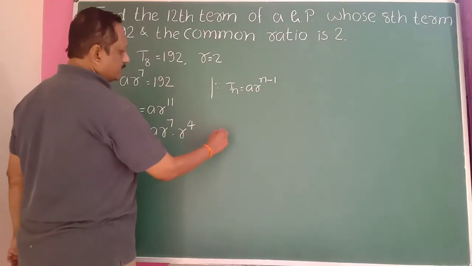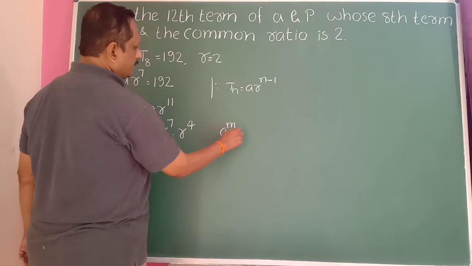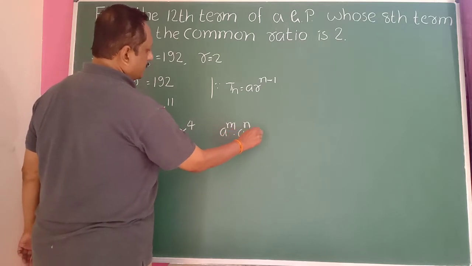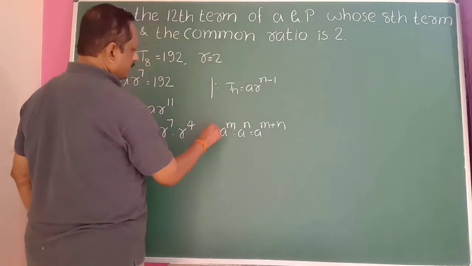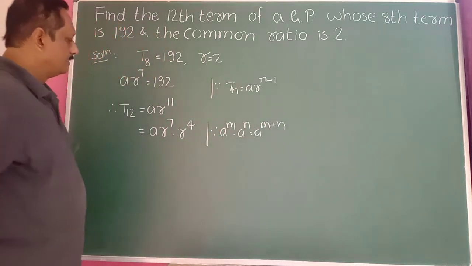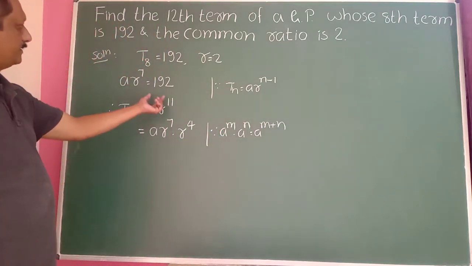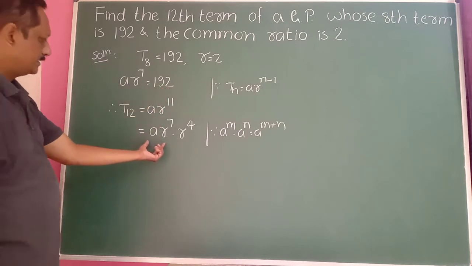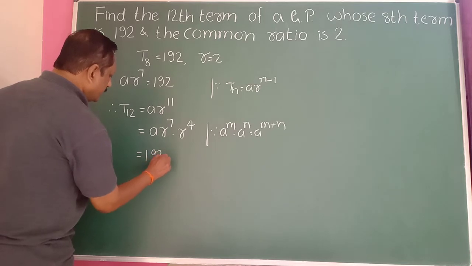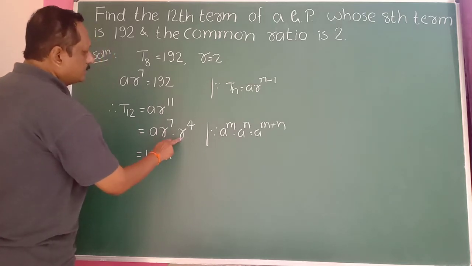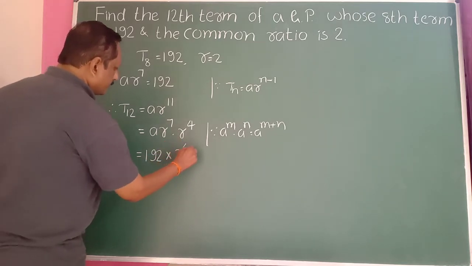You are using the laws of indices here: a raised to m into a raised to n is a raised to m plus n. Okay, you are using that result here. And a r raised to 7 is 192, so replace it here. So this is equal to 192 into r value, which is 2, raised to 4.